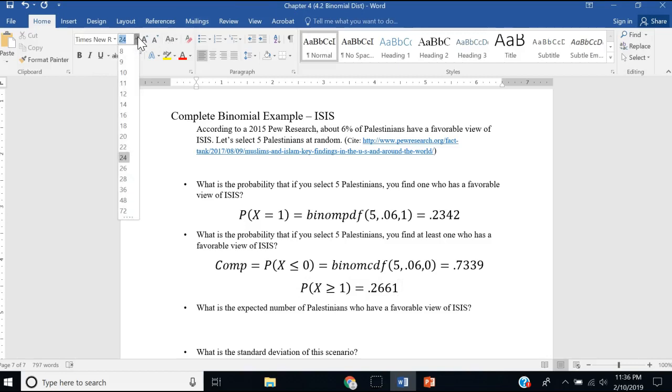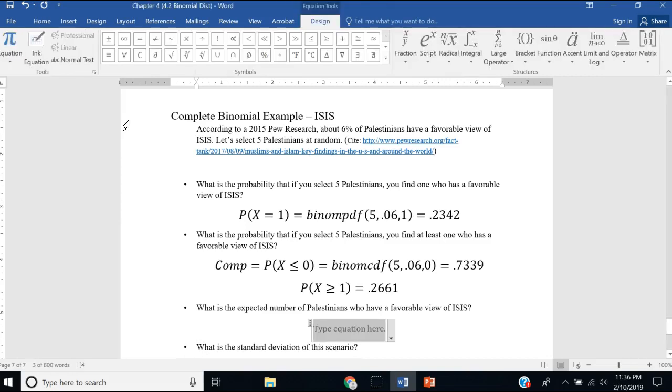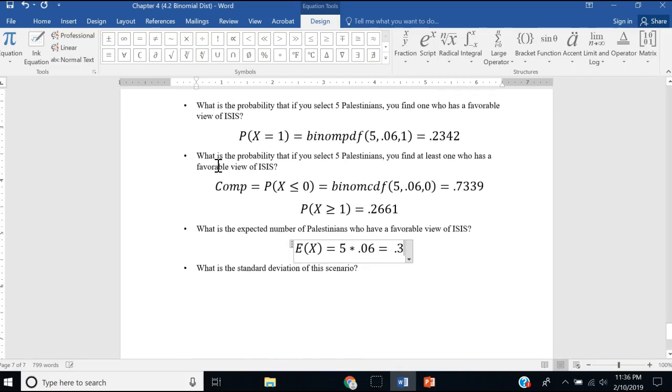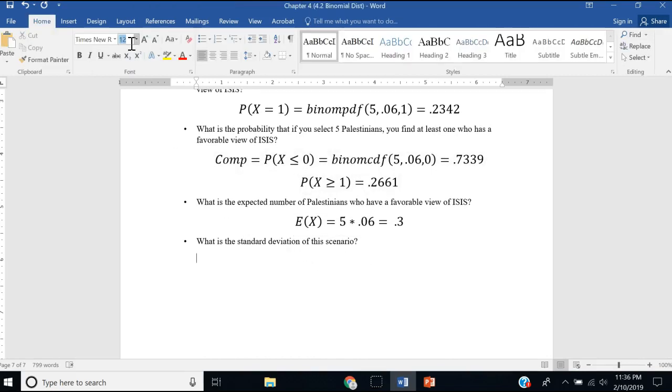All right, expected number. This takes longer to write than it does to actually explain. We just say, well, the expected number of successes is going to be n times p. In this case, my n is 5, and my probability of success is 0.06. And so the expected number of successes is 0.3. Notice that 0.3 isn't going to make sense for any individual experiment, but for a collective, it can average out to about 0.3.